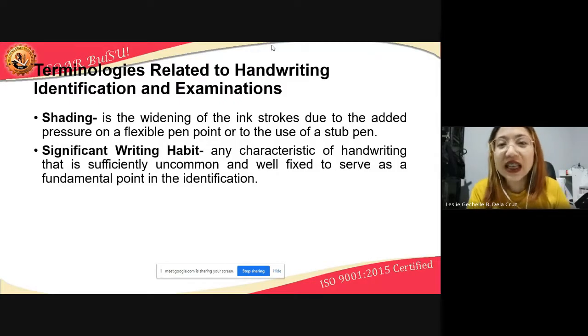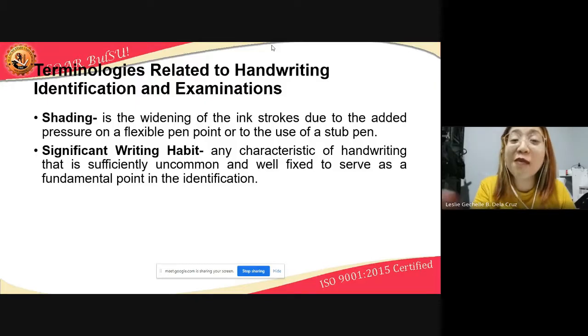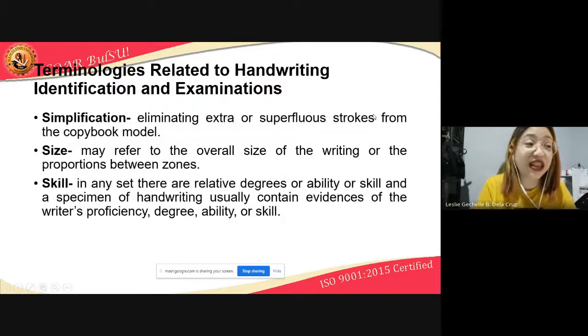Okay? Significant writing habit: any characteristic of handwriting that is sufficiently uncommon and well fixed to serve as a fundamental point in the identification. So, actually, this is your individual characteristic. Yung bagay na meron sa sulat mo na sa'yo lang meron. That's your significant writing habit.